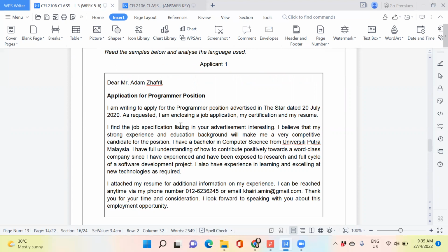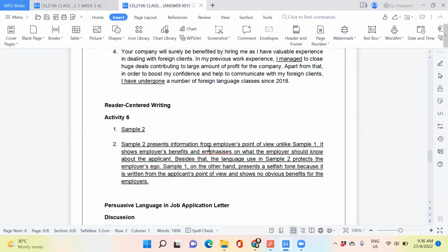However, you have to make sure that you are trying to capture the hiring committee's attention here out of the many other candidates that have sent them their application letters. So how do you make your application letter stand out? And this is how. You have to make sure that you present information from the employer's point of view more. Okay, so you have to show what are the employer's benefits and emphasize, okay, jelaskan on what the employer should know about the applicant.